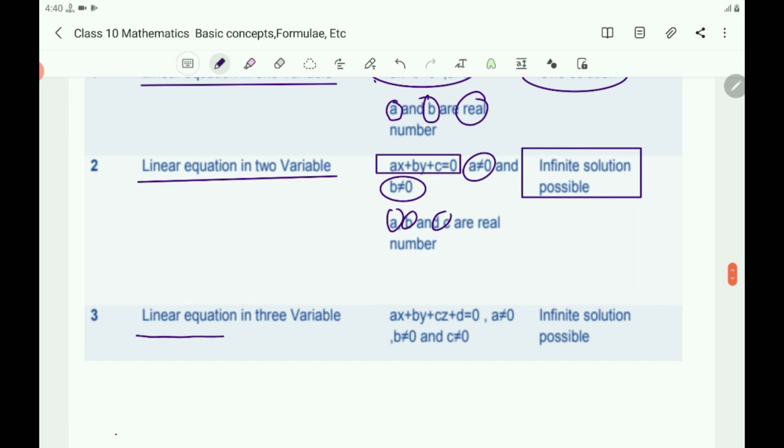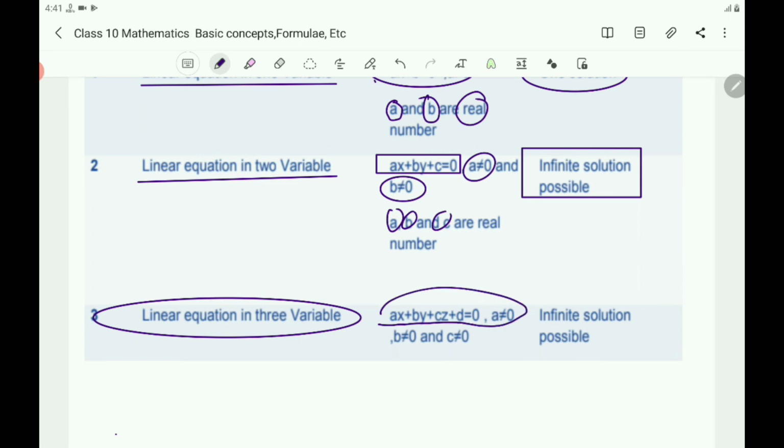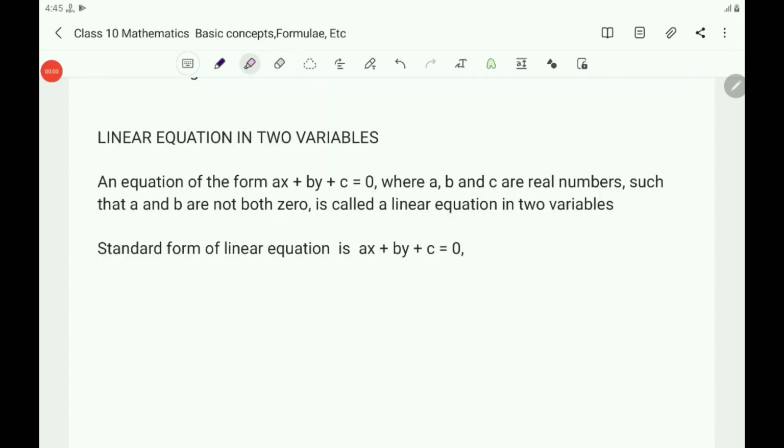Then linear equation in three variables. A linear equation in three variables is in the form ax plus by plus cz plus d equals 0. Here a, b, c are all not equal to 0, and this also has infinitely many solutions.